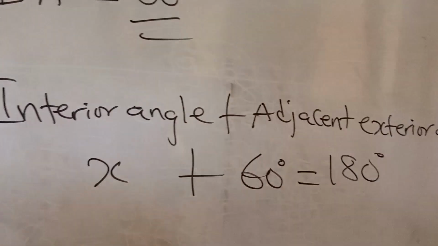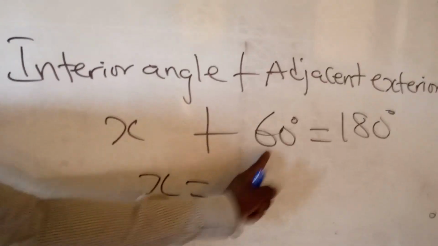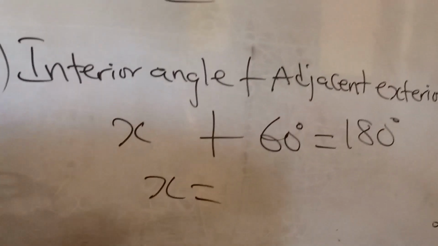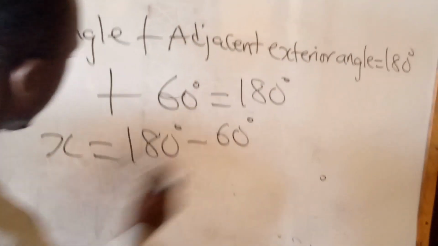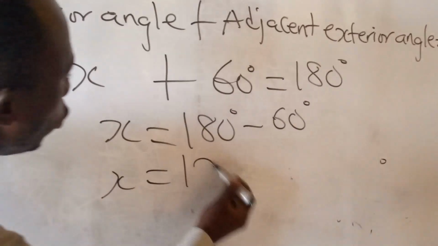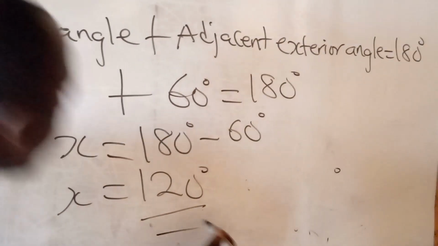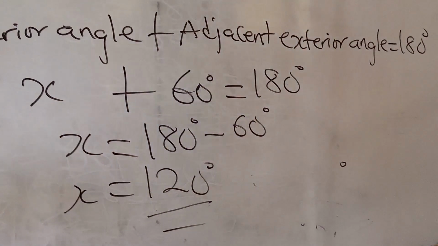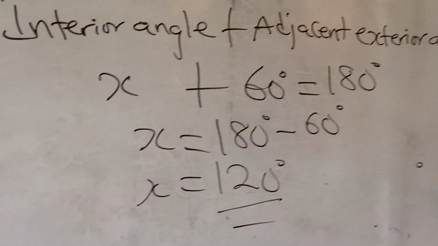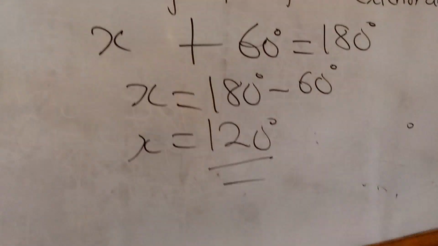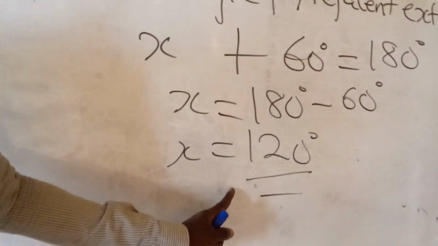So you group like terms. You move this one to the right hand side of the equation, minus 60. And x is what? 120 degrees. You can compare this with the formula approach, whether we are not getting the same answer. You realize we are getting the same answer.